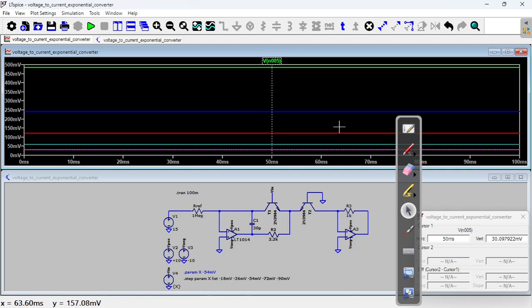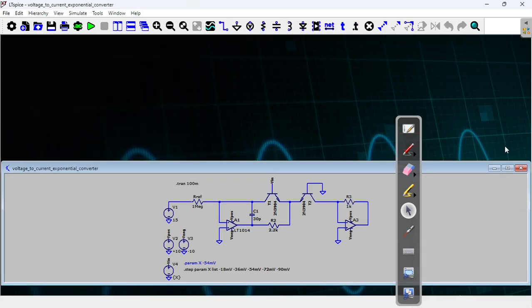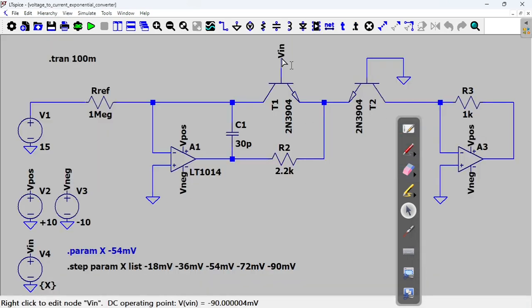So it does what it says it would do. So for every increase of 18 millivolts in that input voltage, you get a doubling of the voltage here, or the doubling of the current. And this current is going to be fed into the second part of that VCO.